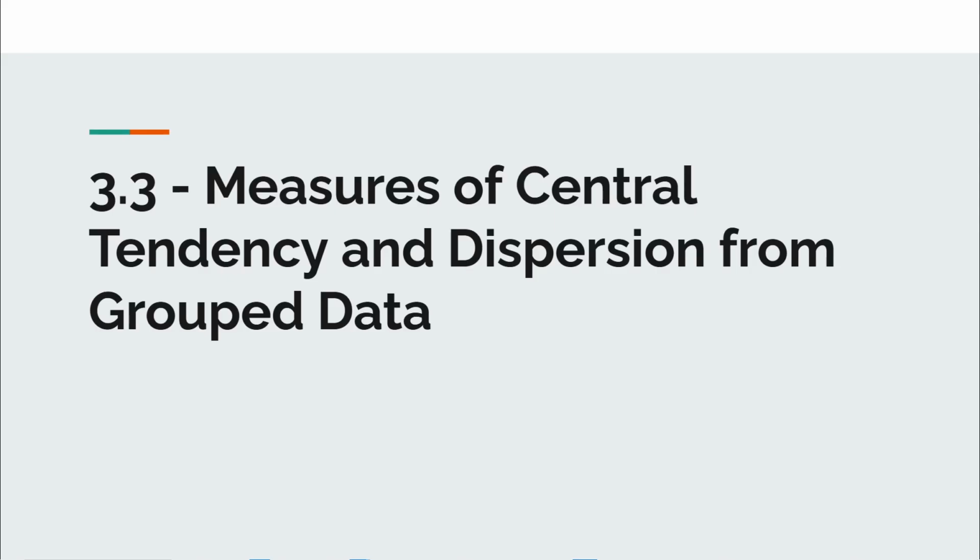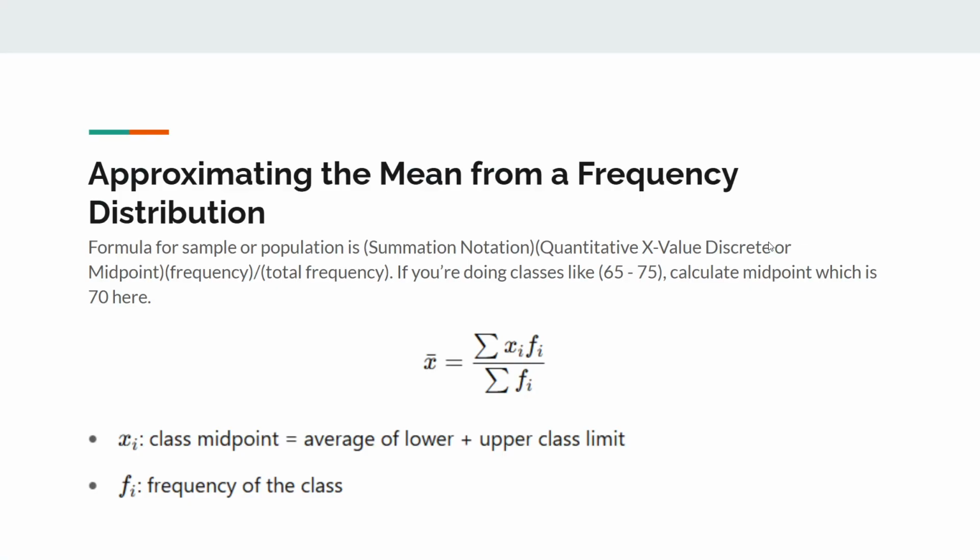3.3 Measures of central tendency and dispersion from group data. So first we approximate the mean from a frequency distribution. And all this means is that we're finding the mean, but more so we're approximating it because it's between a certain range and you can't fully know all the data points that fall within. So we typically use the midpoint, as we'll see in a second here.